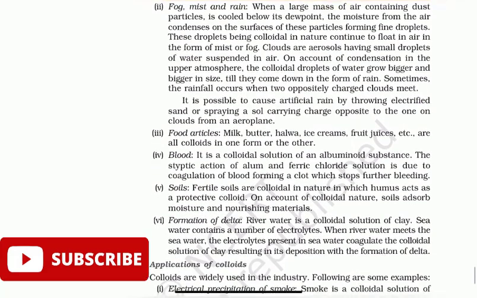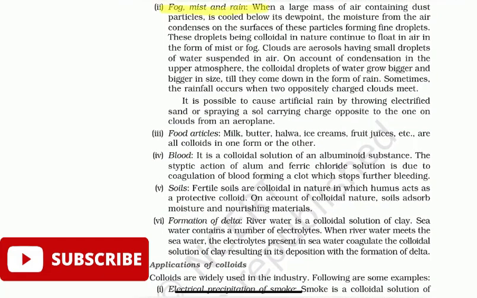Fog, mist and rain. When large mass of air containing dust particles is cooled below its dew point, the moisture from the air condenses on the surface of these particles forming fine droplets. These droplets, being colloidal in nature, continue to flow in air and form mist or fog. Clouds are aerosols having small droplets of water suspended in air. On account of condensation in the upper atmosphere, the colloidal droplets of water grow bigger and bigger in size till they come down in form of rain.